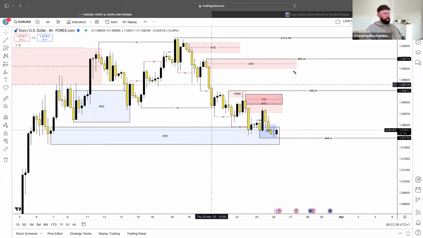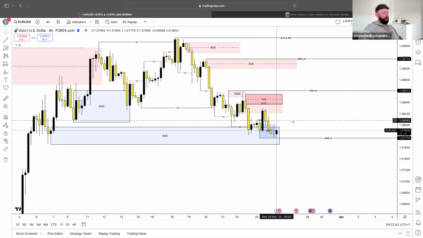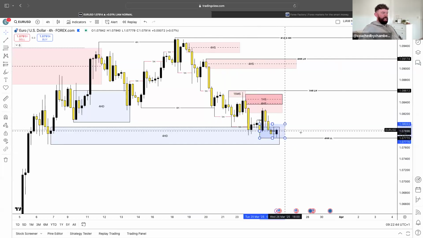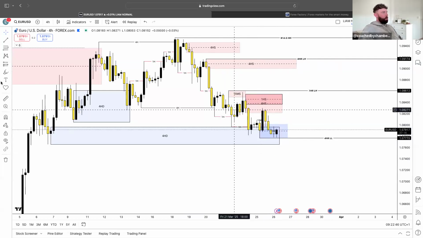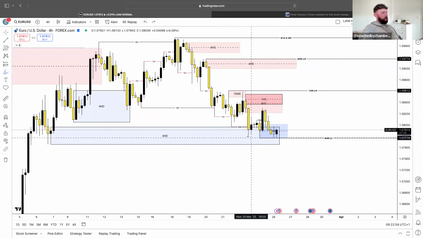So yes, we still have some imbalance above in this 4 hour supply. But you can see we've had these 1 hour, 4 hour breaks pretty clean and pretty obviously easy to understand. Now, of course, we are again in this 4 hour demand area, which is obviously a big talking point for me, and we're slowing down.